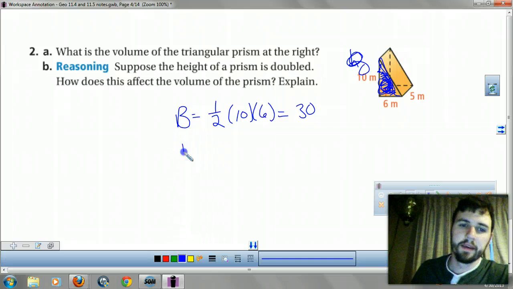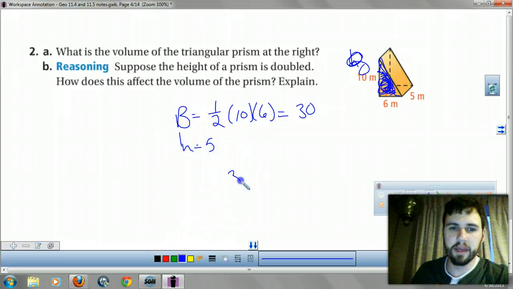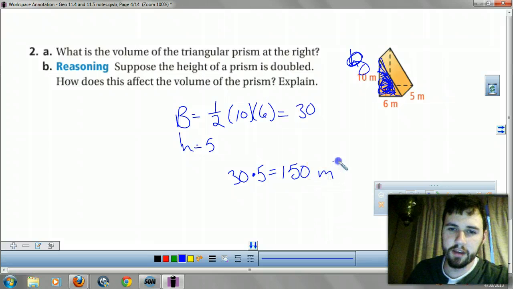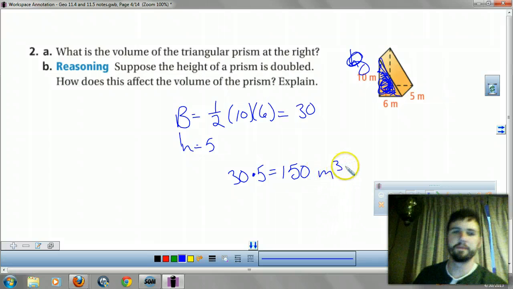Okay? My height is 5. I do my base times height, and I get 150 cubic meters. Suppose the height's doubled. How will this affect the prism? It doubles it.